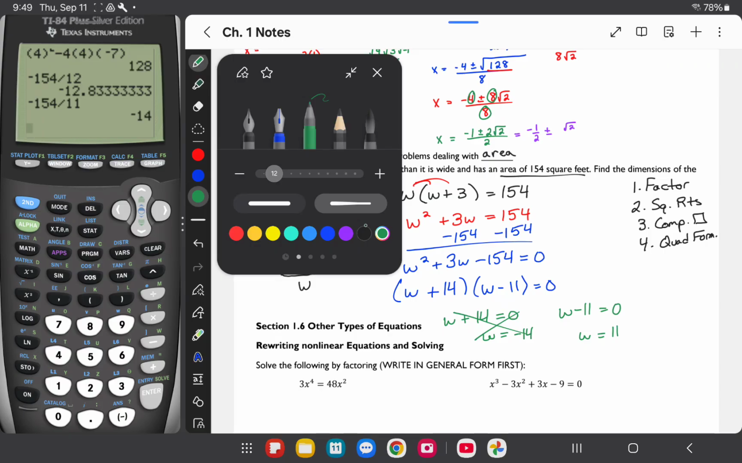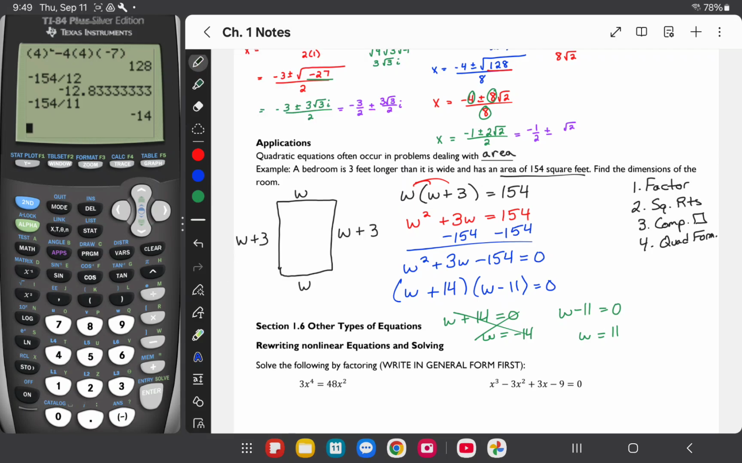So we were asked at the end of this problem to find the dimensions of the room. So we can now say that the room has a width of 11 feet and a length of 14 feet. If you're wondering where I got that length from, remember that the length was 3 more than the width. In other words, w plus 3. And if you take 11 plus 3, that does give you 14. And then there would be your dimensions.